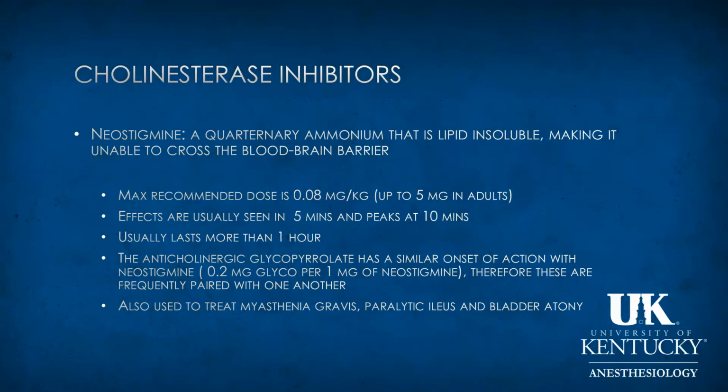The anticholinergic glycopyrrolate has a similar onset of action with neostigmine, usually dosed at 0.2 milligrams of glyco per 1 milligram of neostigmine. Therefore, these are frequently paired with one another. Neostigmine is also used to treat myasthenia gravis, paralytic ileus, and bladder atony.